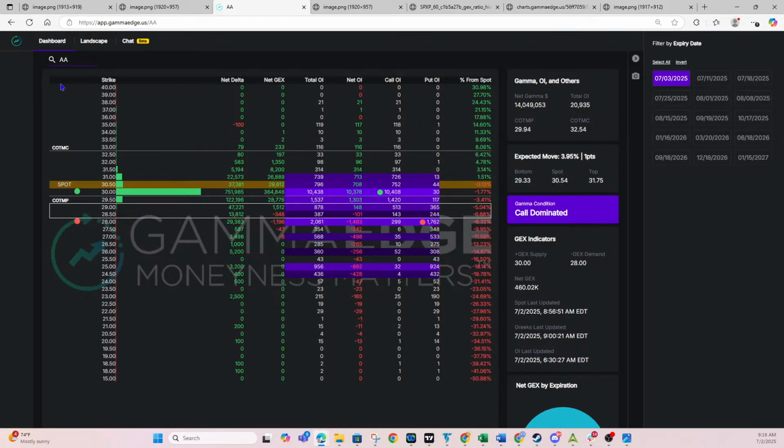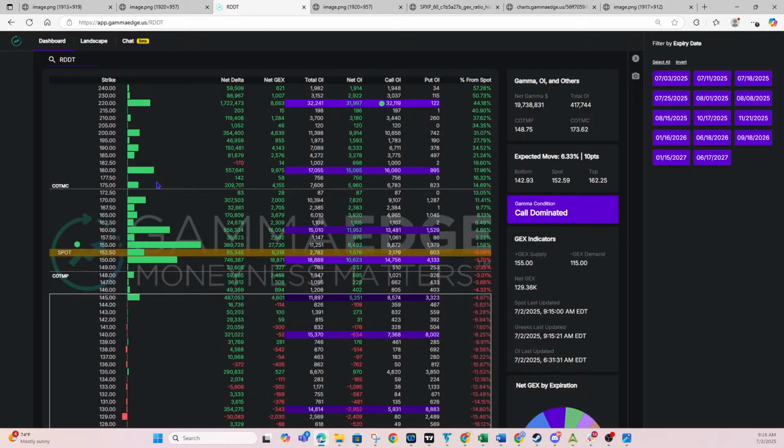So Reddit, yeah, let's take a look at Reddit. I think that's in our universe. Yeah. So call dominated, same deal. Weekly expiries. So 155 is PGX. COI is all the way up at 220. Expected move is 6.33%. So you're looking around the 162.50 level, and we're at 152.50. We need to get through PGX.